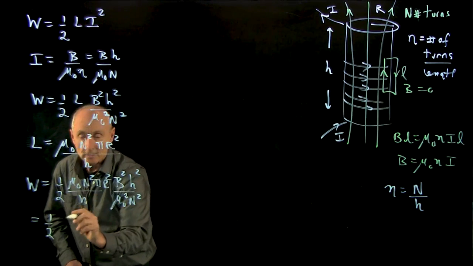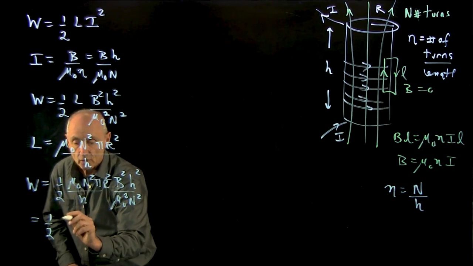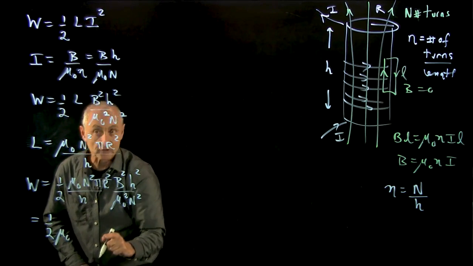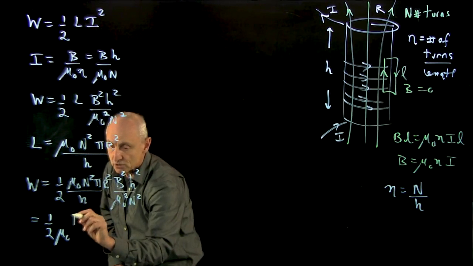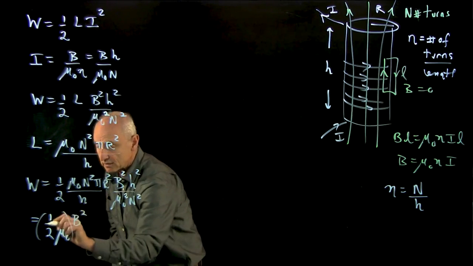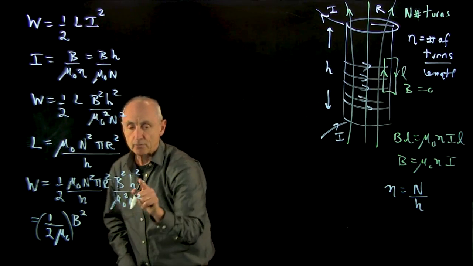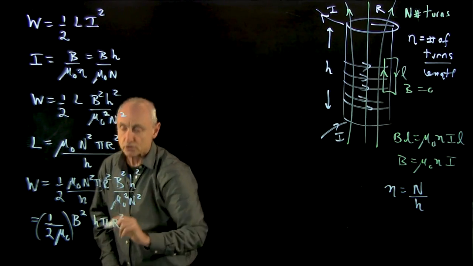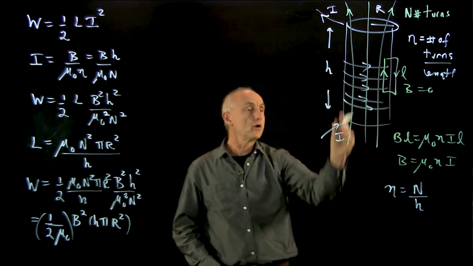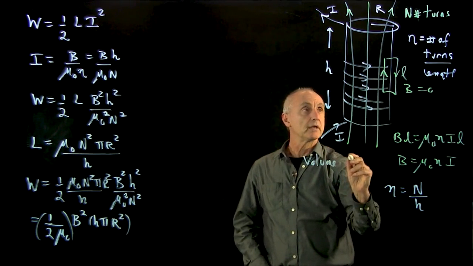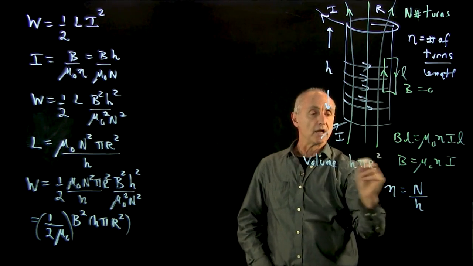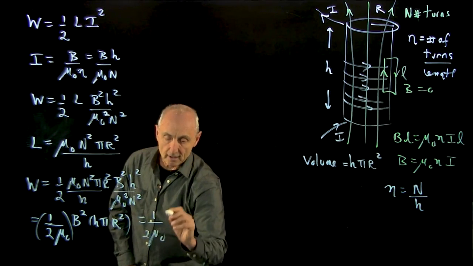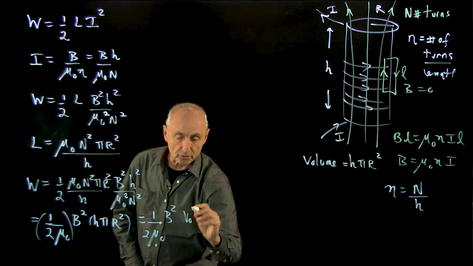And what we see here is we have 1/2. Almost everything cancels. The n squares cancel. We have 1/2 over mu naught, because we have a mu naught upstairs and a mu naught squared downstairs. And we have a B squared. One of the h's cancels, so it is h pi r squared. Now, in our geometry here, the volume is the height times the area. So what we have here is 1 over 2 mu naught B squared times the volume.